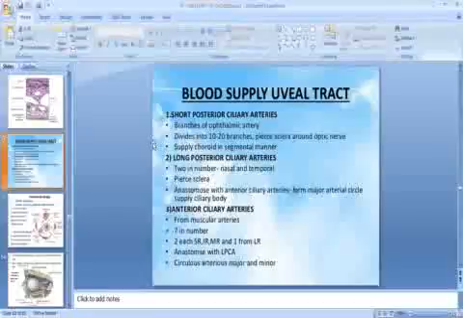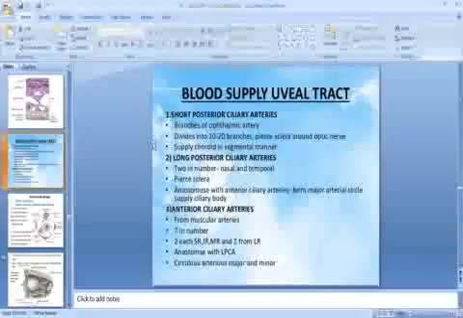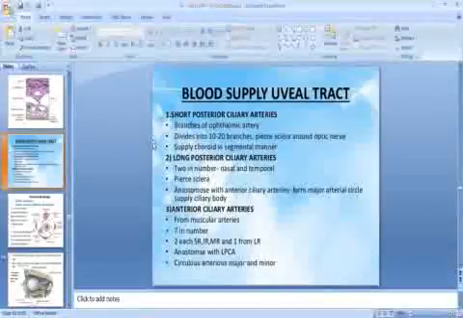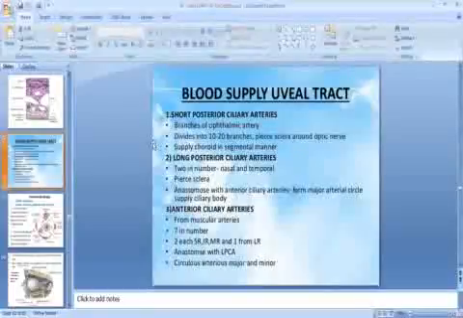And then the arteries which supply the uveal tract are the anterior ciliary arteries. They are from the muscular arteries. There are seven in number: two each for the superior rectus, inferior rectus, and medial rectus, and one from the lateral rectus. They anastomose with the LPCA, the long posterior ciliary arteries, to form the major and minor arterial circles.